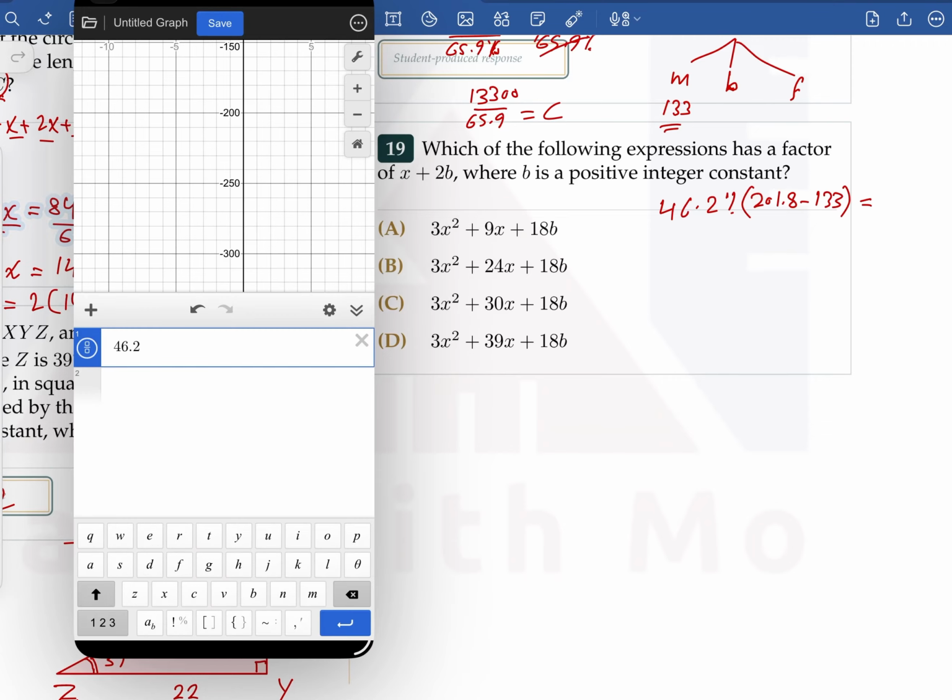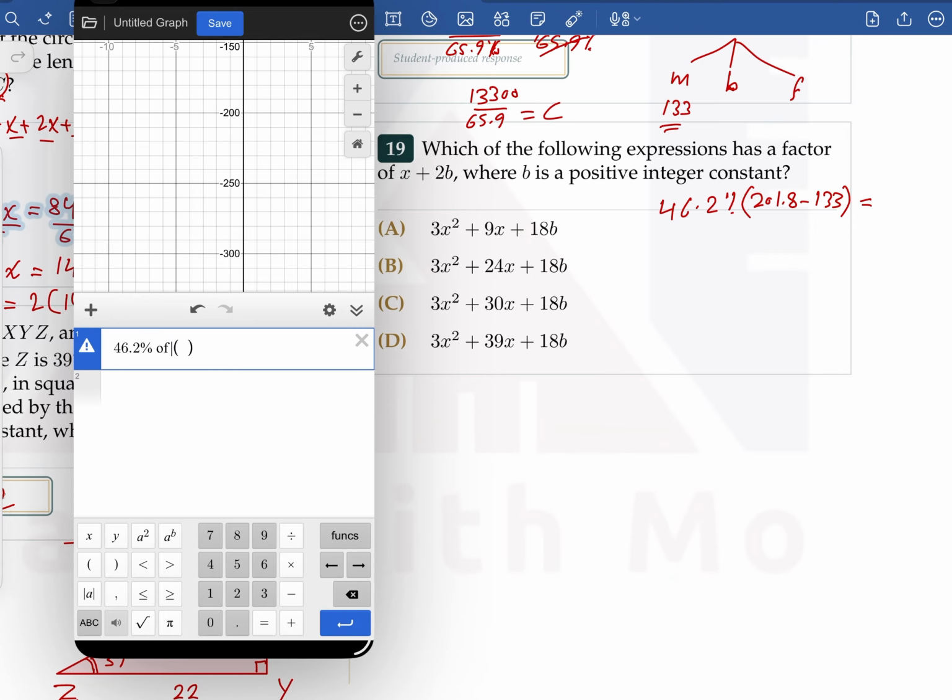46.2%. How to write percent? Just write PERCENT and then open the parentheses and then subtract to get the remainder. 201.8 minus 133 to get the answer 31.7 or 31.8. The question says to the nearest tenth, means when you see the number like this 31.78, we need to write it as 31.8.